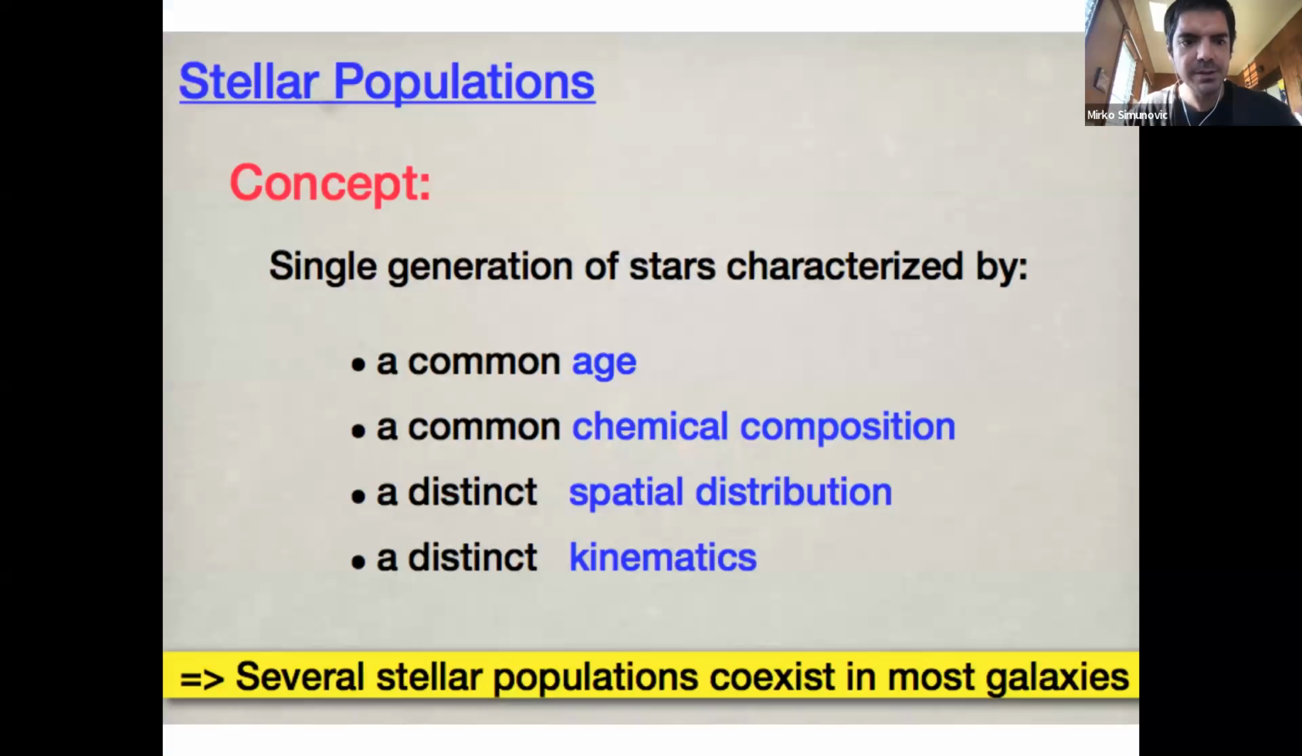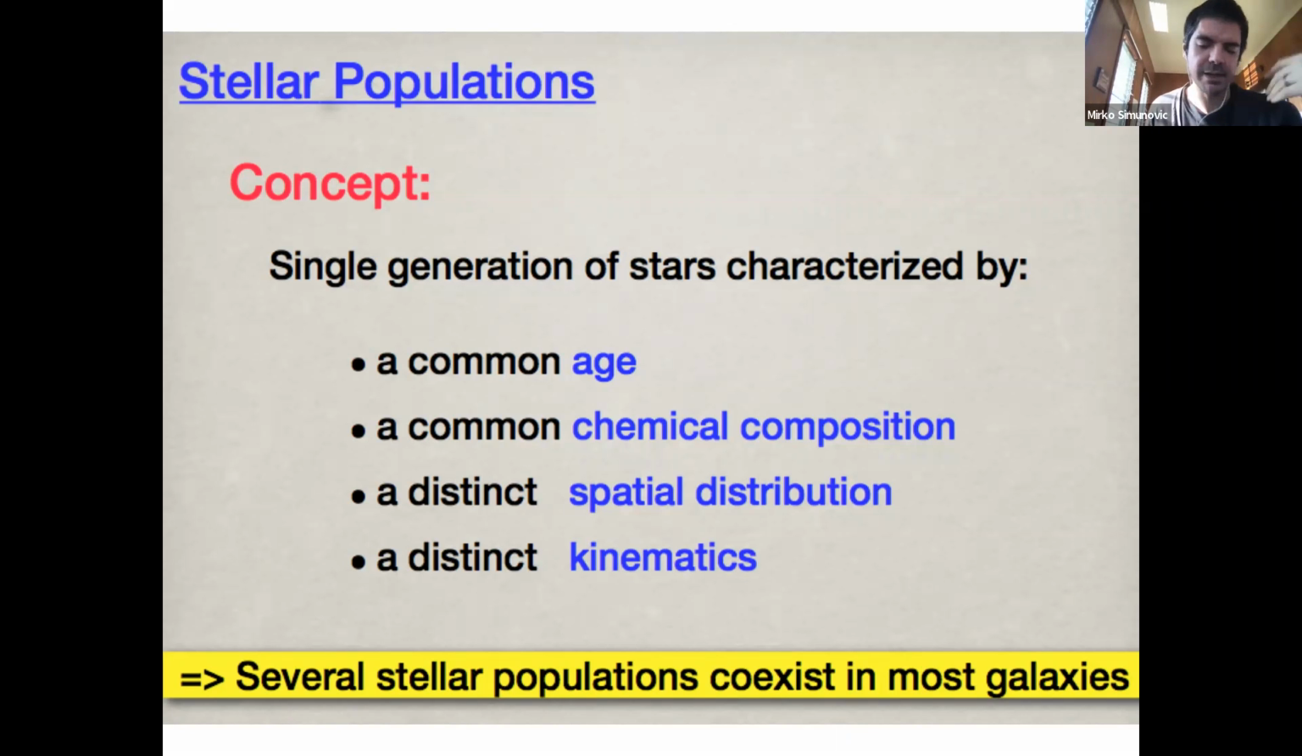We can construct this concept of a stellar population. We define a single generation of stars by having a common age and a common chemical composition. Again, this is only approximate. It will never be perfectly equal. And a distinct spatial distribution in space, so they are all located within this circular or spherical distribution, and they have distinct kinematics as well. That means that they're moving together. They're all orbiting, say, the center of the galaxy, or whatever system they are in.